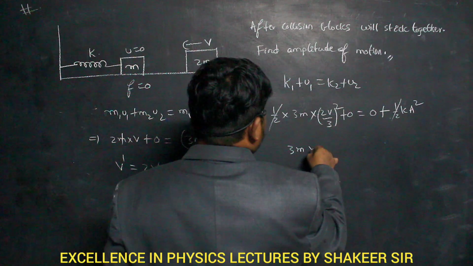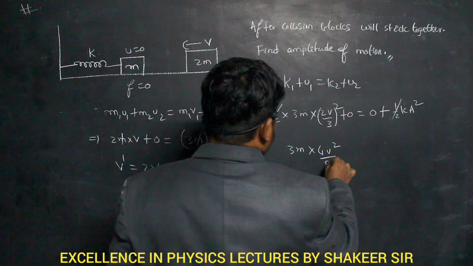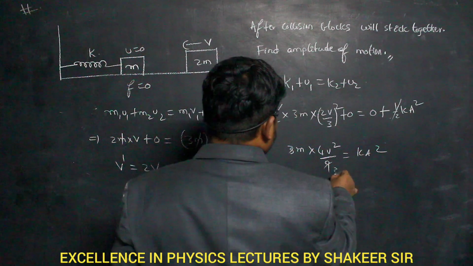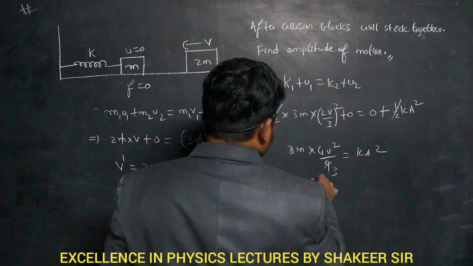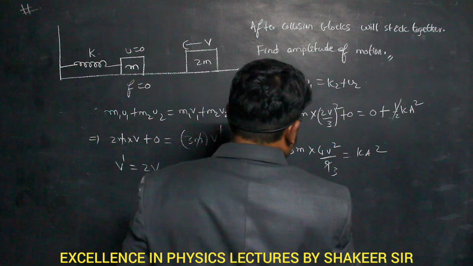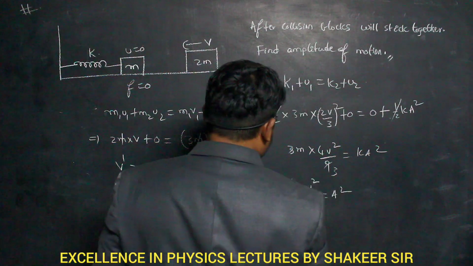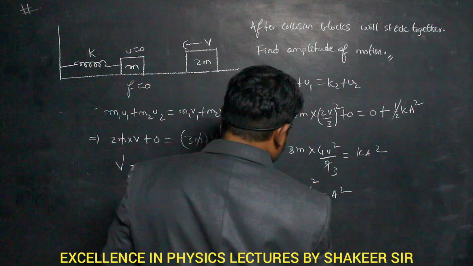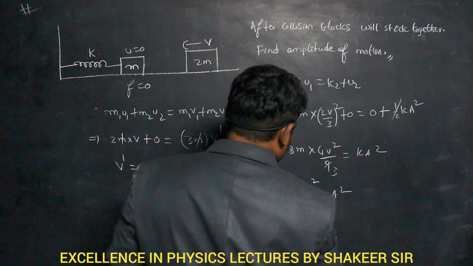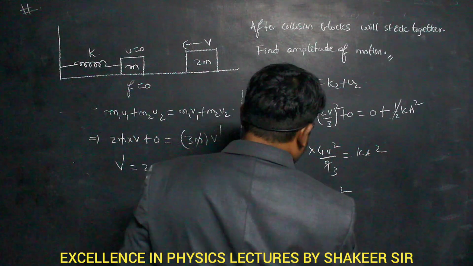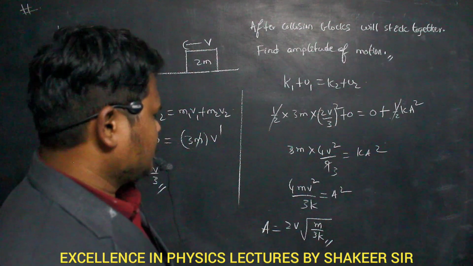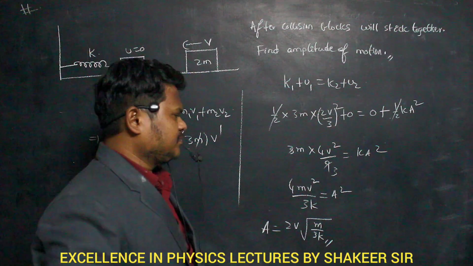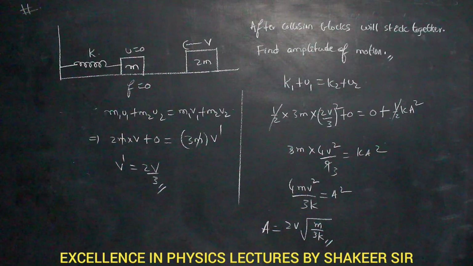So 3m into 4v square divided by 9 is equal to k into a square. So 3 1s are 3, 3 3s are 9, so 4mv square divided by 3k is equal to a square. Therefore, a value is 2v into square root of m by 3k. Clear? So this is our answer for the maximum amplitude produced in this spring. Make a note of this one.